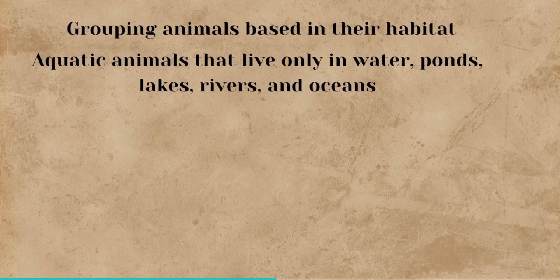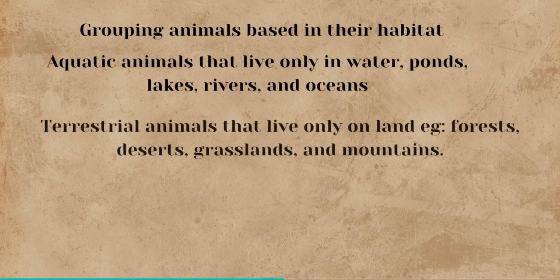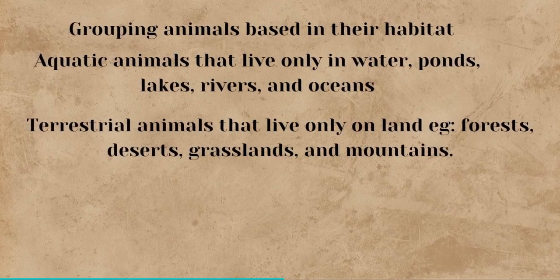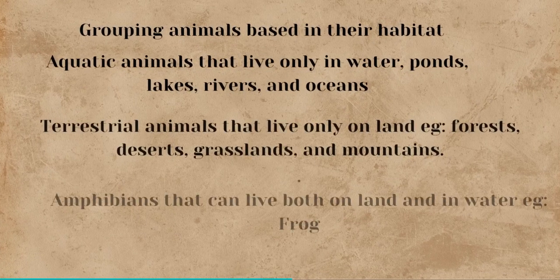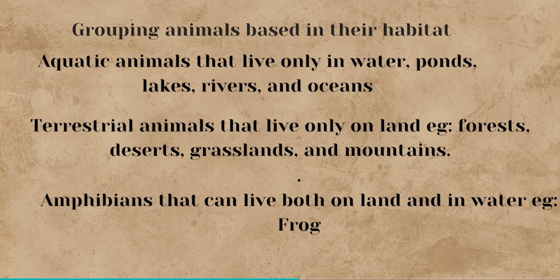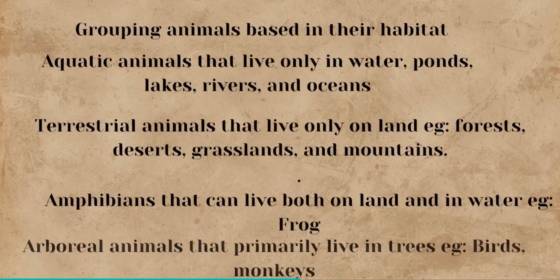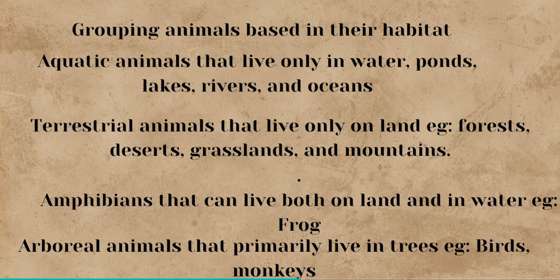Animals can be grouped based on their habitat as aquatic animals that live only in water bodies, terrestrial animals that live only on land, amphibians that can live both on land and in water, and the arboreal animals that primarily live in trees.